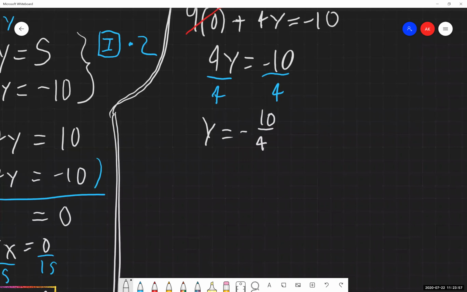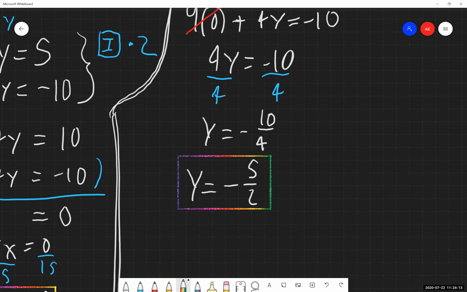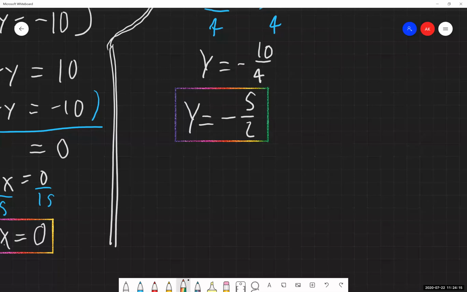We have a fraction answer, which means we always need to ask ourselves, can I reduce this fraction down? And this one, yes, we can. We can reduce this down to negative 5 over 2. So we have that there. And our final answer, because we need it written as an ordered pair, is going to be 0, negative 5 over 2.